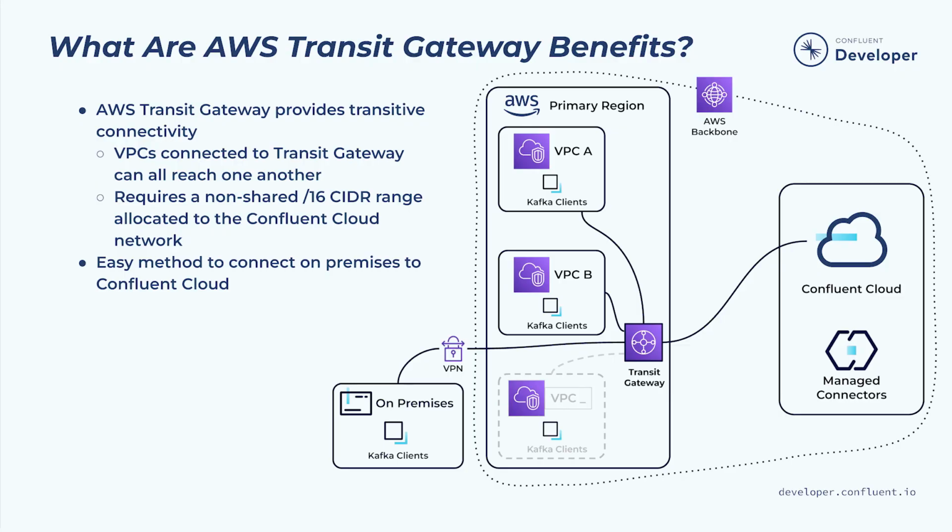Aside from the differences in provisioning, from the Confluent side, it's the same network as the peering network. Everything aside from the provisioning peering process is the same. We still require a non-shared /16 CIDR range to be allocated to the Confluent Cloud network. Again, the CIDR range must be either part of the RFC 1918 private address space, part of the 6598 shared address space, or part of the RFC 2544 benchmark address space.